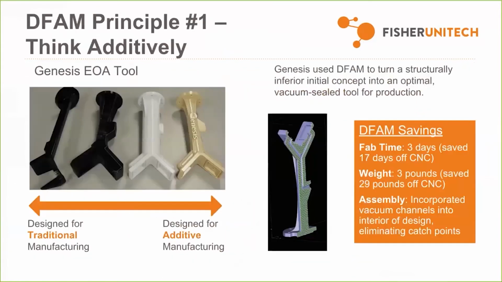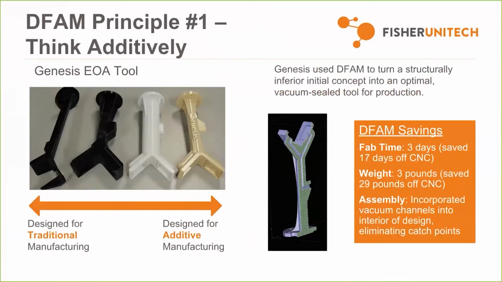Here's a great example of a part here. We have an end-arm tool for a robot. The original part was made out of aluminum. It was very heavy. It required quite a big lead time to manufacture. So the customer wanted to improve that. And here you can see the 4 iterations that they went through to come to their final design that you see on the right. And this yielded a number of benefits.